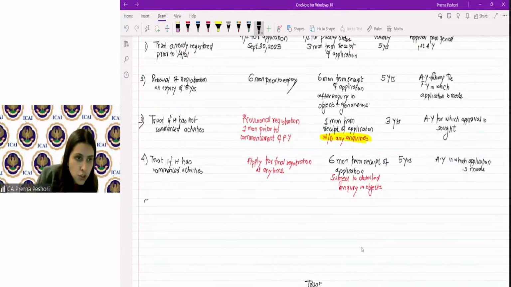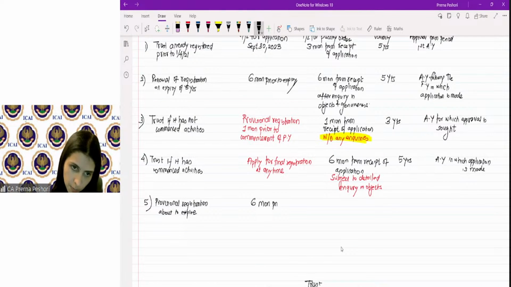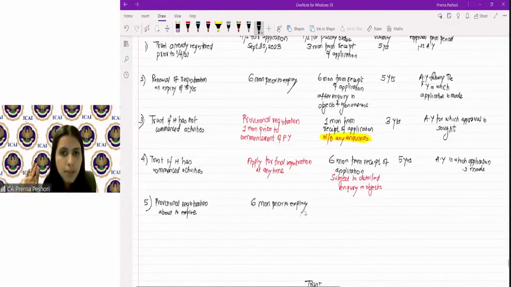Now, if my provisional registration is about to expire, what do I need to do? If the provisional registration is about to expire, then at least 6 months prior to the expiry of provisional registration, I will have to apply for the final registration. So if you look at it, there's a 6 months deadline only. You have to apply for the new registration.